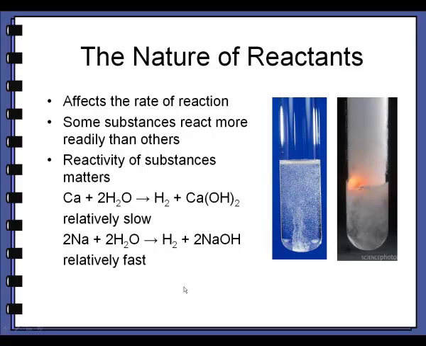One of the factors that influences how fast or slow a reaction goes is the nature of the reactants themselves. They do influence the rate of the reaction, and based upon some of the things that we've talked about earlier in the year, we know that some substances react more readily than others, and this of course has an effect on the speed of the reaction.